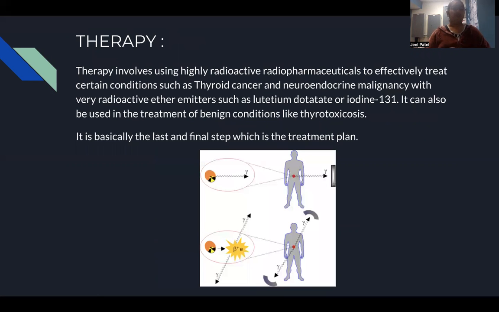Next comes therapy. Therapy is the last and final step, in which the treatment plan is executed. Therapy involves highly radioactive radiopharmaceuticals, and it can treat conditions like thyroid cancers and neuroendocrine malignancy, with isotopes like iodine 131. Therapy can also be used to treat conditions like thyrotoxicosis.